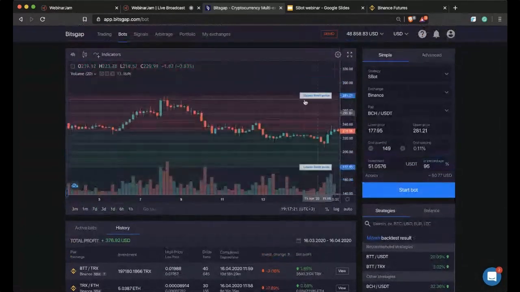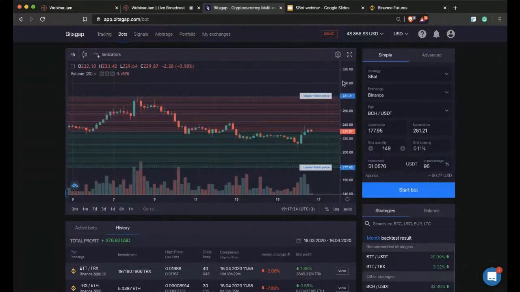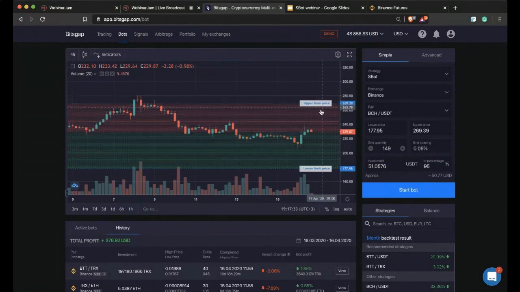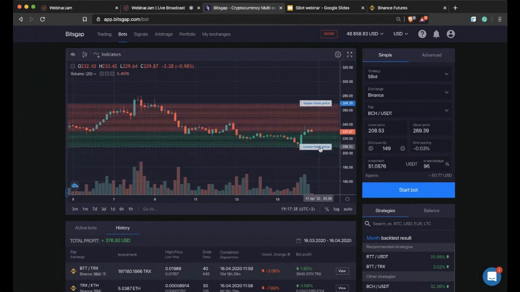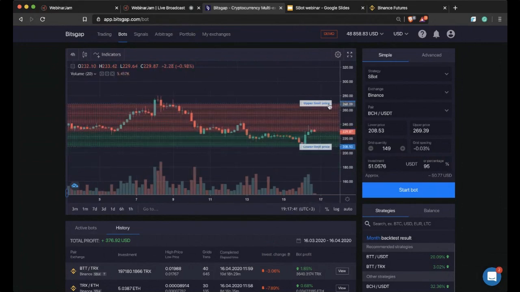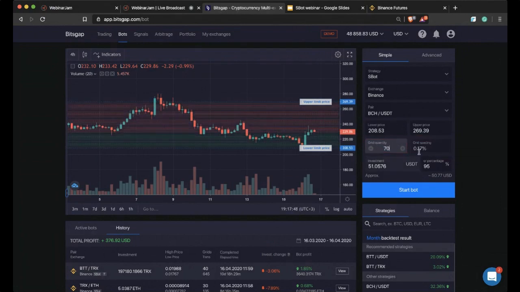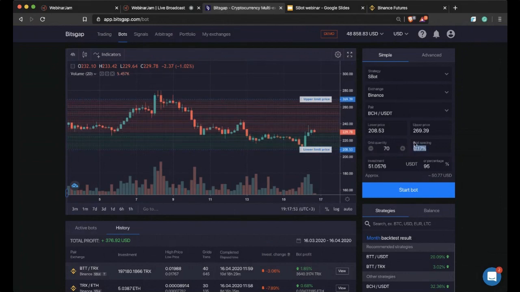So what I'm gonna do next is that I will adjust the chart to see my upper limit price and lower limit price. I can manually adjust it any way I want, in any direction. I can make less buy orders but more sell orders, all right? But then I will have to adjust the grid quantity. Let's say 70. In this case, I can initiate the bot, and you see it will maintain the grid spacing of 0.17%.